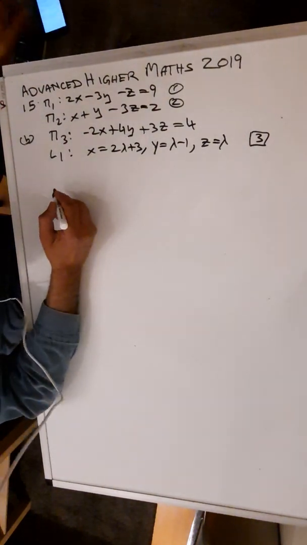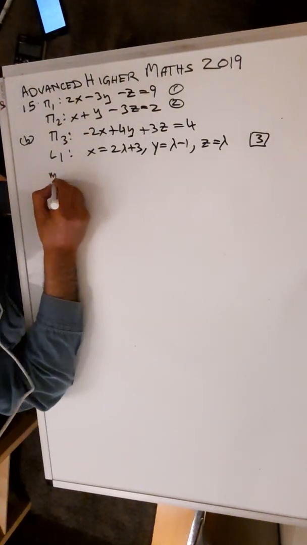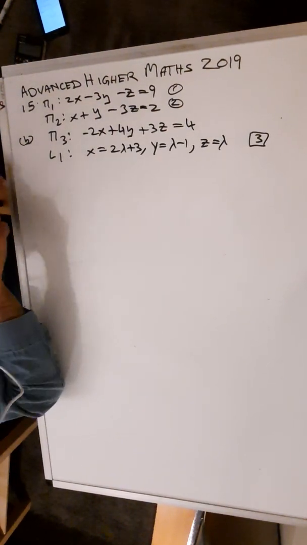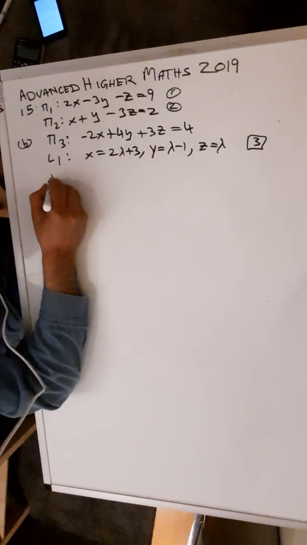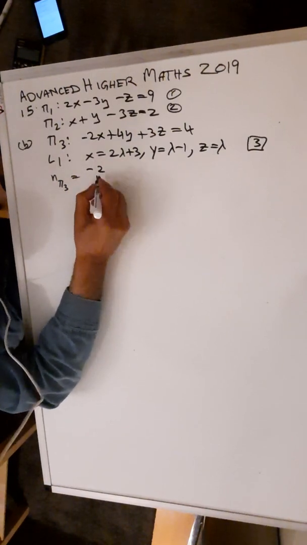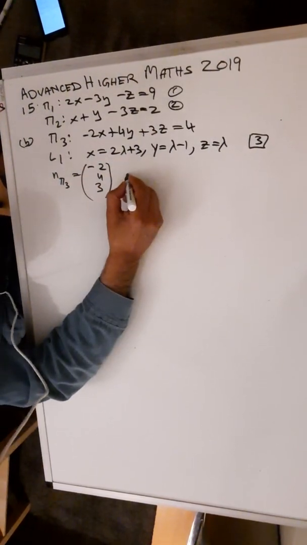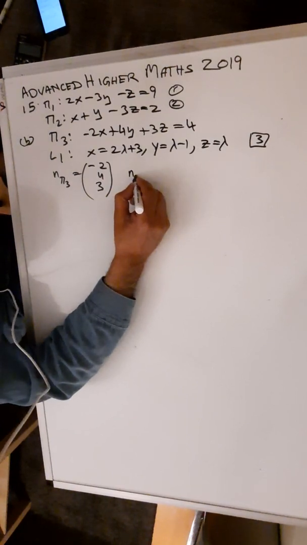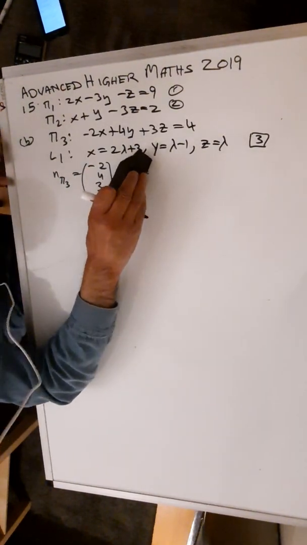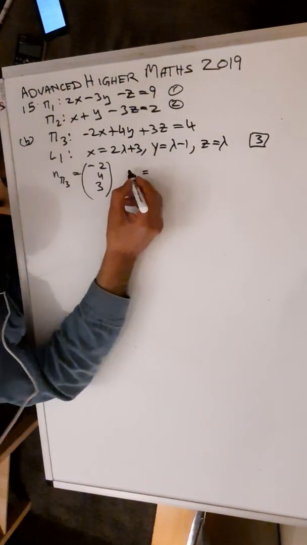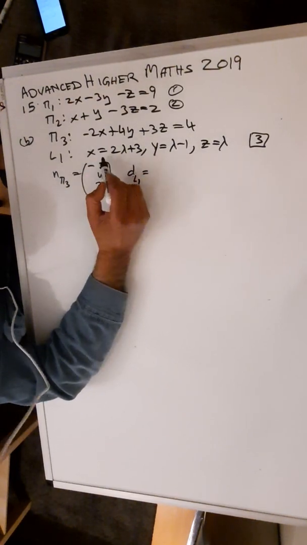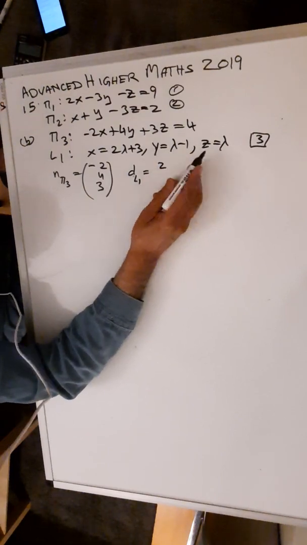You need your normal vector to pi 3. So the normal vector for pi 3 comes from the coefficients of x, y, z there. Normal pi 3 is minus 2, 4, 3. The direction vector of the line L1 is from the coefficients of lambda in x, y, z. That is 2, 1, 1.